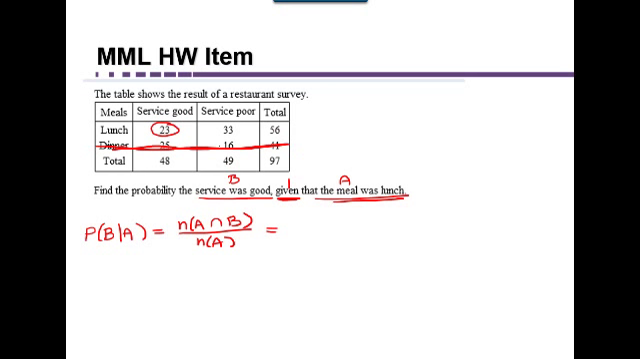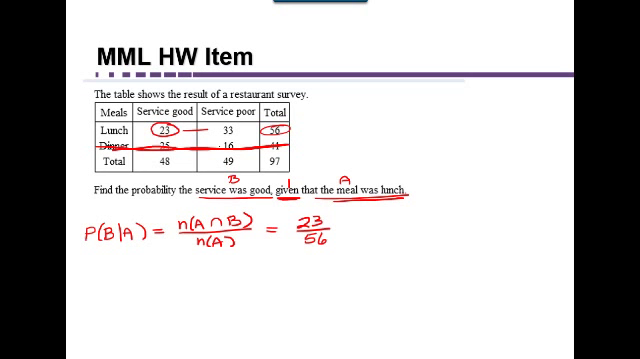All right, so what's the probability that the service was good? Well, how many people said the service was good at lunchtime? 23. So the number in A intersect B, lunch and good service, would be 23. And out of the total number of people who had lunch, by the way, 23 plus 33 equals 56 is the total number of people who had lunch. So 23 over 56.